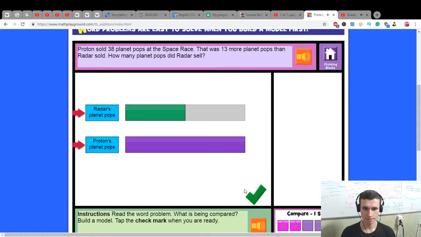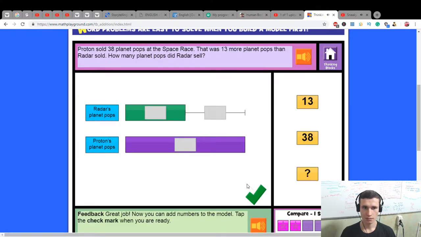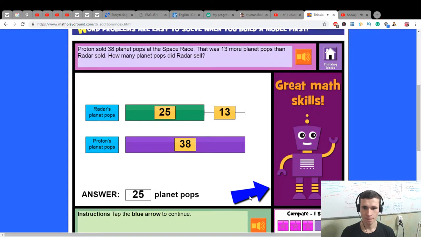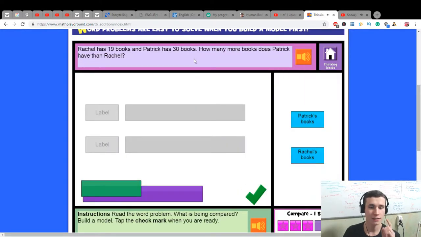What's different? Proton sold, that was more. Proton here, 13 here, 25. 25. Great math skill. Rachel has 19 blocks and Patrick has 30 books.